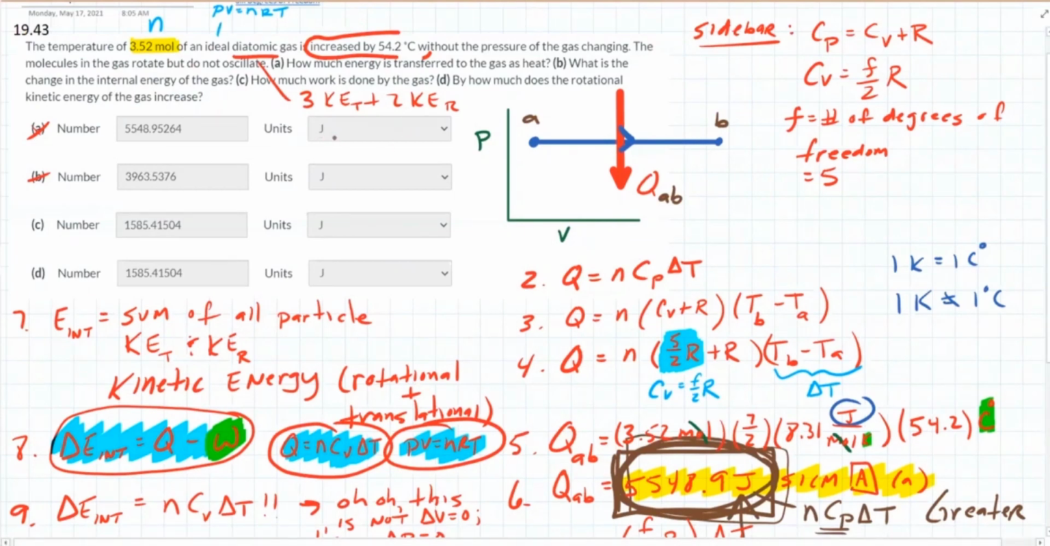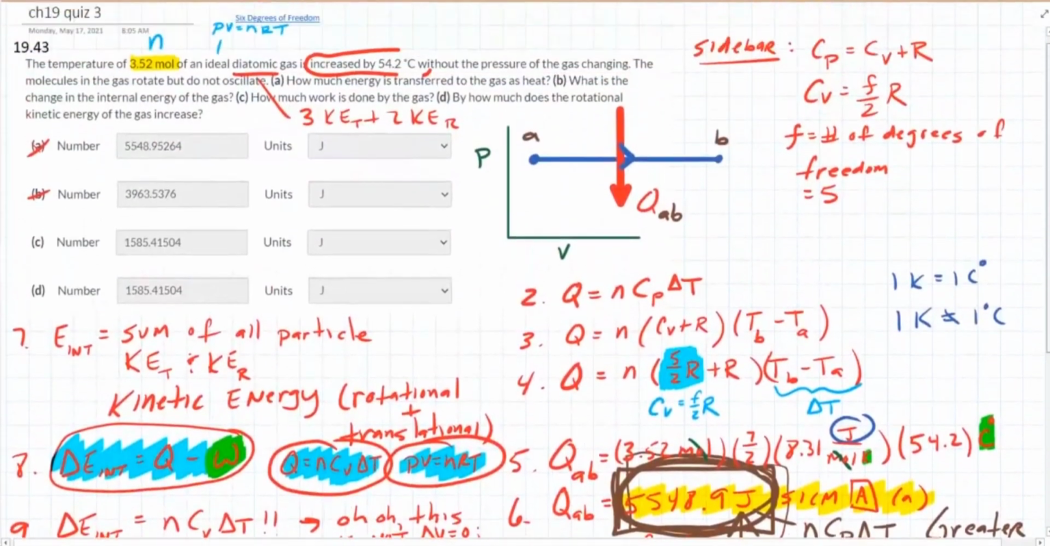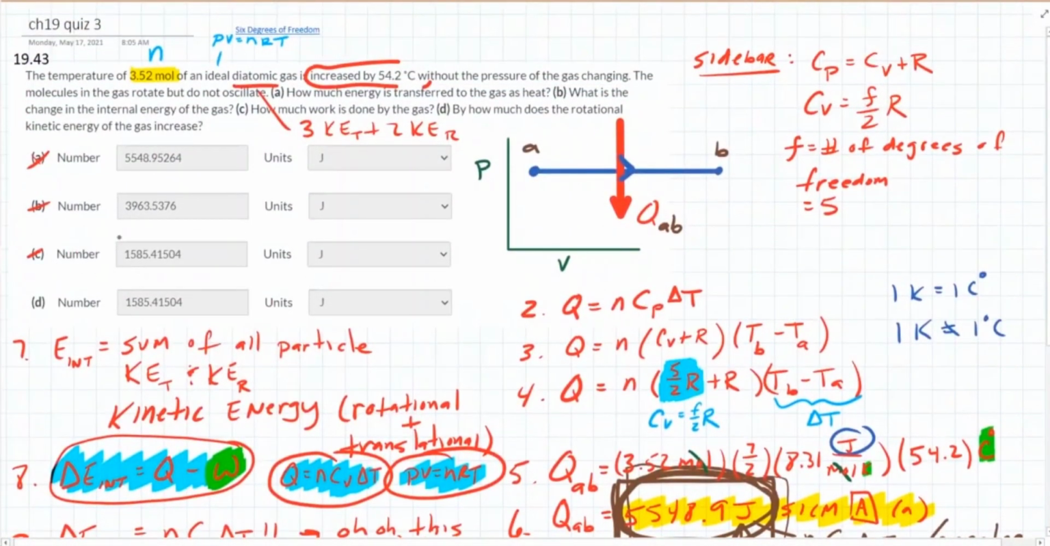Part C says, how much work is done by the gas? Well, that's a timely thing to ask because I just kind of tried to yammer through that. All right, so let's do part C.